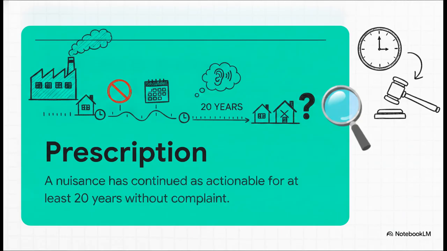One totally unique defense in private nuisance is prescription. This kicks in if an activity has been going on for at least 20 years without a single complaint. But, and this is a massive but, that 20-year clock only starts ticking the moment the activity actually becomes an actionable nuisance, not just the day the activity starts. If a factory runs noisily for 20 years but houses are only built next door in year 19, the defense completely fails. Legally, it's only been a nuisance for 1 year.